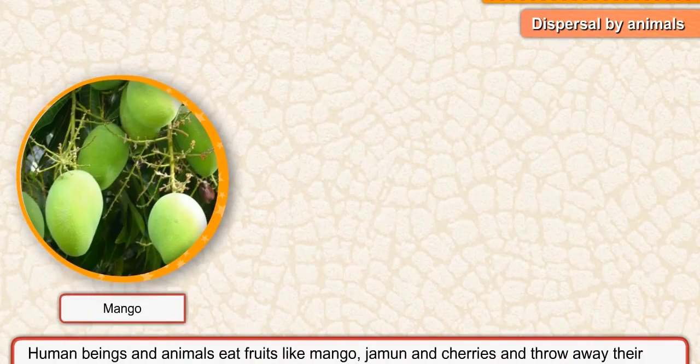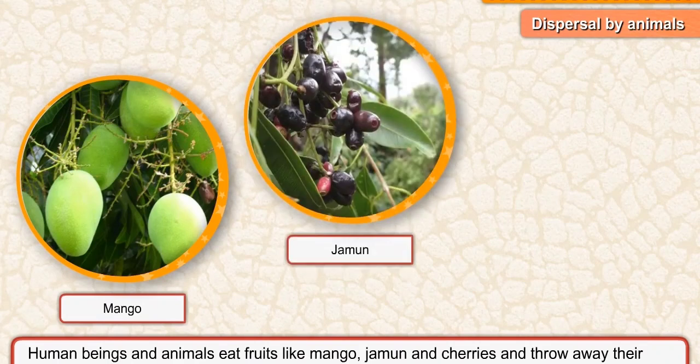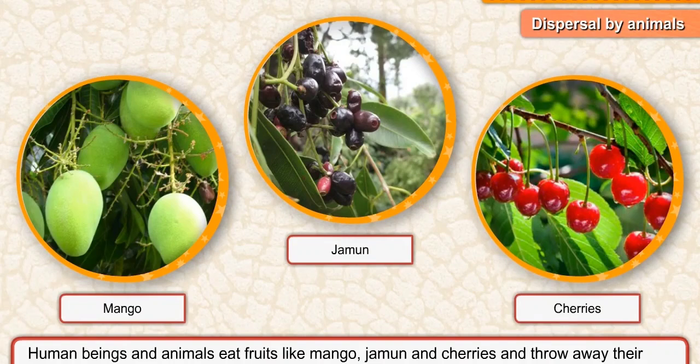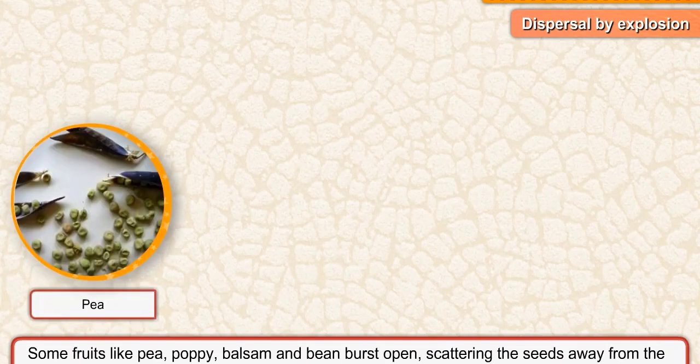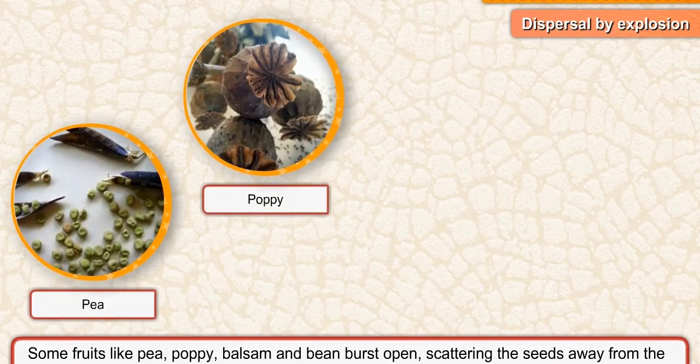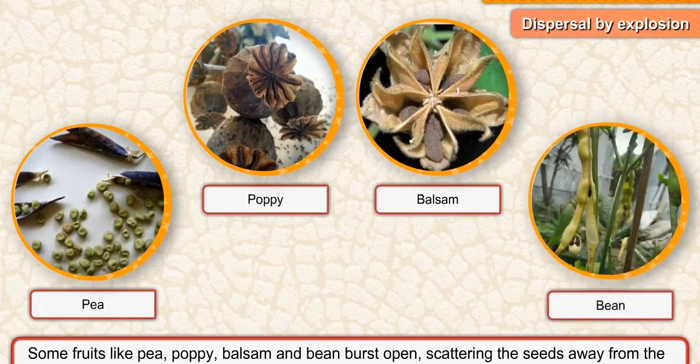Human beings and animals eat fruits like mango, jamun, and cherries, and throw away their seeds, resulting in their dispersal. Dispersal by explosion. Some fruits like pea, poppy, balsam, and bean burst open, scattering the seeds away from the plant.